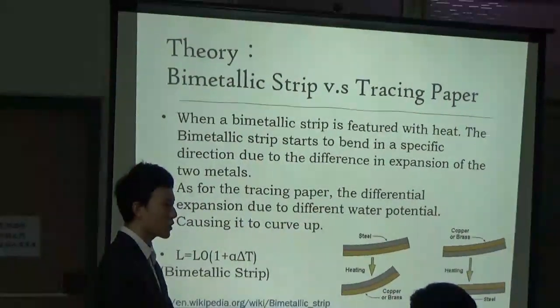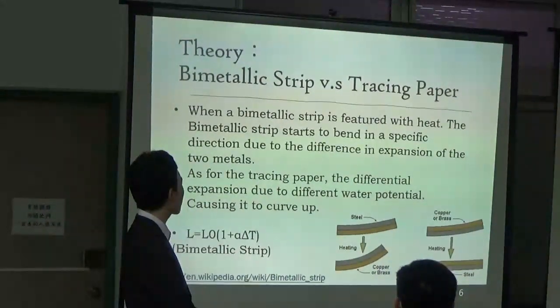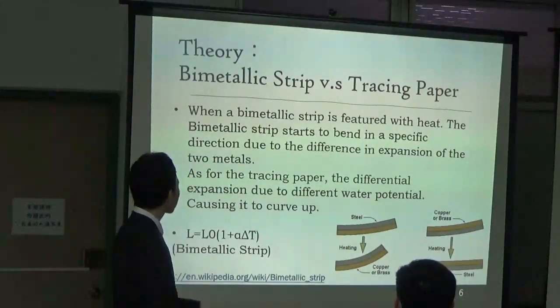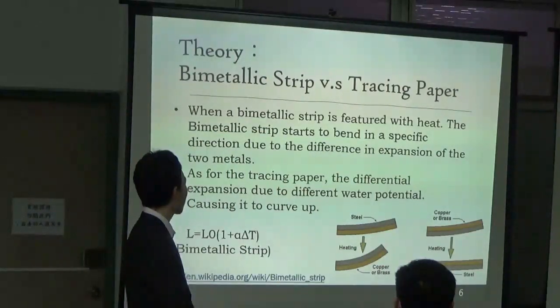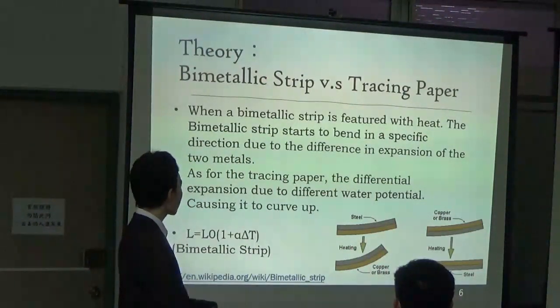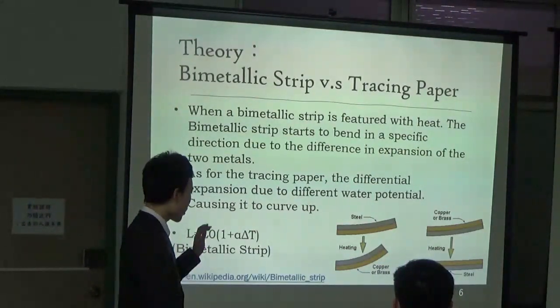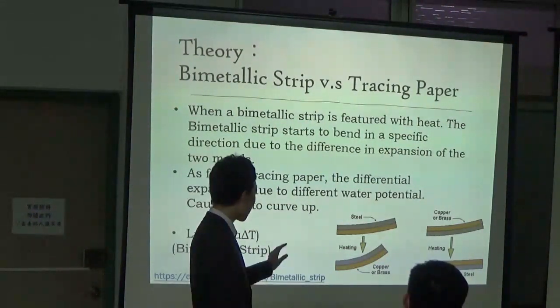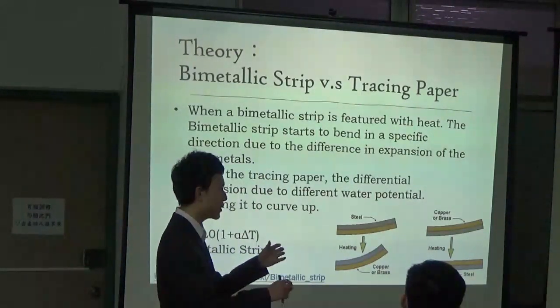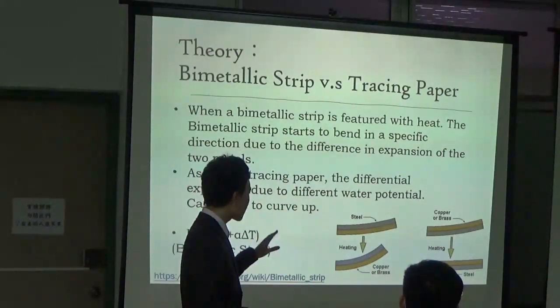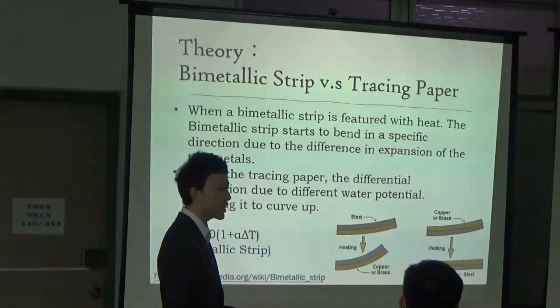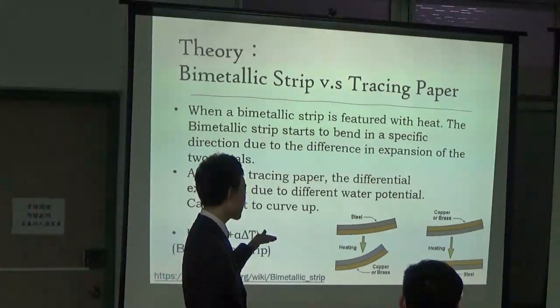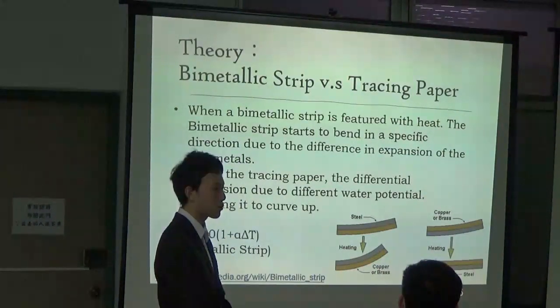Our first theory is the correlation between the bimetallic strip and tracing paper. First, I want to talk about the bimetallic strip. When a bimetallic strip is exposed to heat, the strip will start to bend in a specific direction due to the difference in expansion of the two metals. From the picture, we can see that the copper expands more than the steel when exposed to the temperature change. So when it's exposed to heat, it will start bending upward because the copper expanded more.